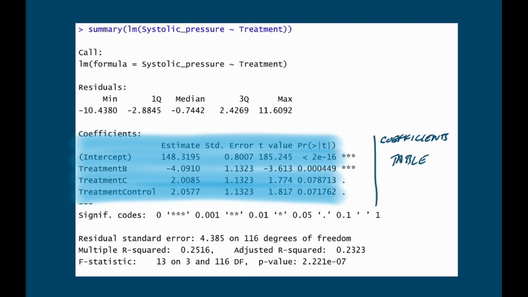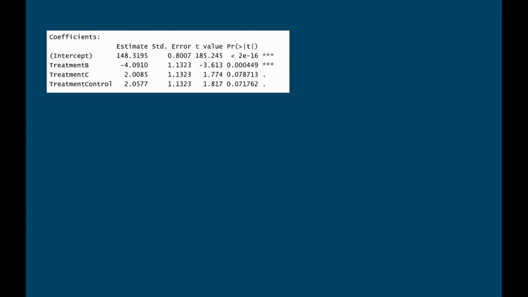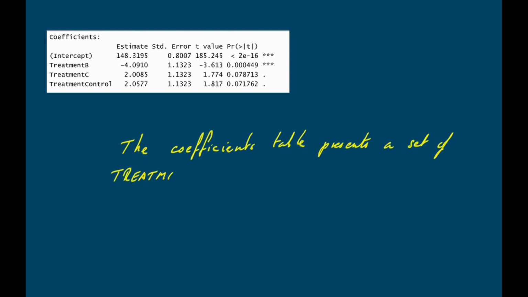So the rest of this video is going to be devoted to the coefficients table and trying to explain how it works. So here's that coefficients table again. What's it actually telling us? Well, the coefficients table is giving us a set of what are called treatment contrasts.